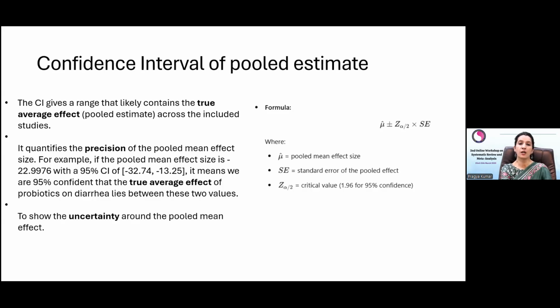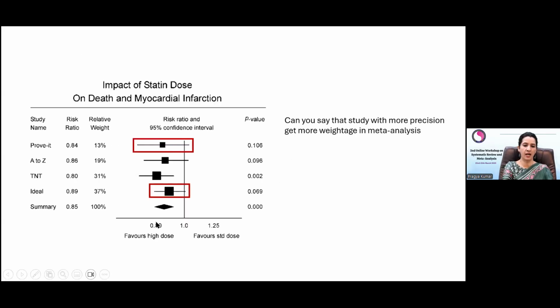Now there's the confidence interval of the pooled effect. I have just explained that the tips of this diamond, these two, are the confidence interval of this pooled effect. And if you see the value, it is 0.85.